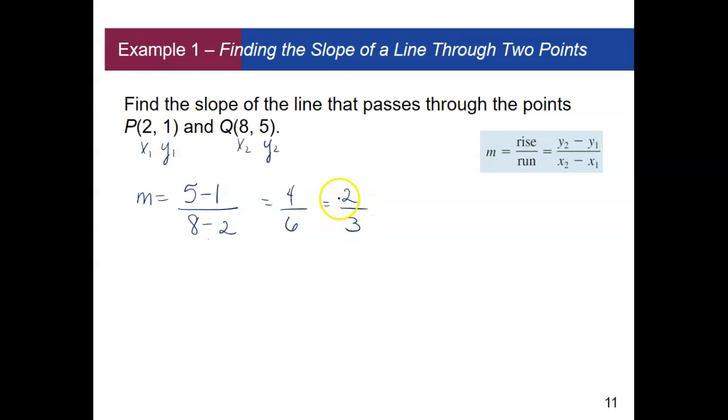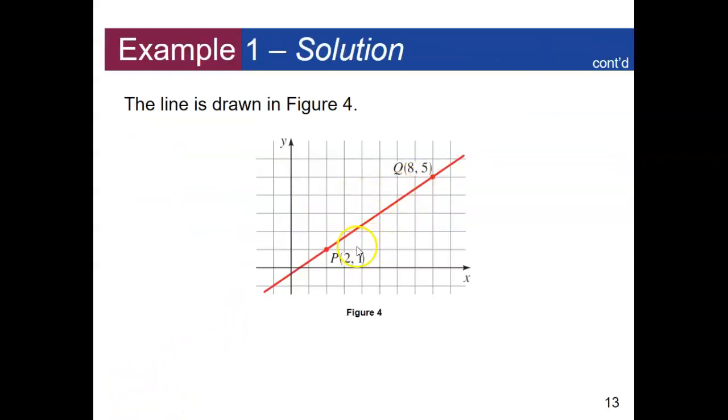So for every 2 units that it rises, it's going to run 3 units. We have a positive slope, so we expect it to rise from left to right. So this is the line that we just calculated the slope of. And I wanted to mention here briefly, if we rise 2 and run 3, you can see that rise 2, run 3 is going to take us to each of those points. If I keep doing that over and over again, then I'm going to end up with different points on this line.